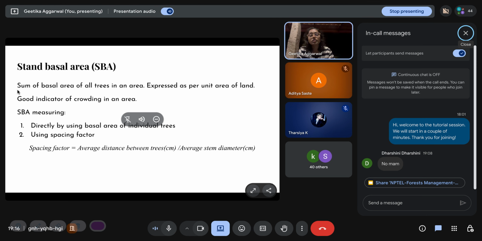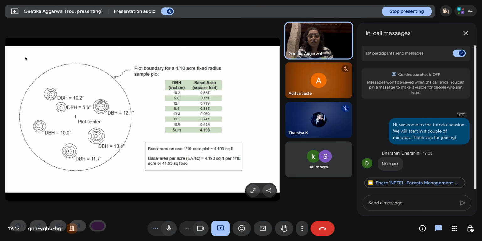Okay. So stand basal area is the sum of basal area of all trees in an area, and it is expressed per unit area of land, and it can be measured either directly by using basal area or by using spacing factor. Fine. So here you can see there are 1, 2, 3, 4, 5, 6 trees in this area, and you have a plot boundary of a 0.1 acre fixed radius sample plot. So it's a sample plot, and you have these six different trees.